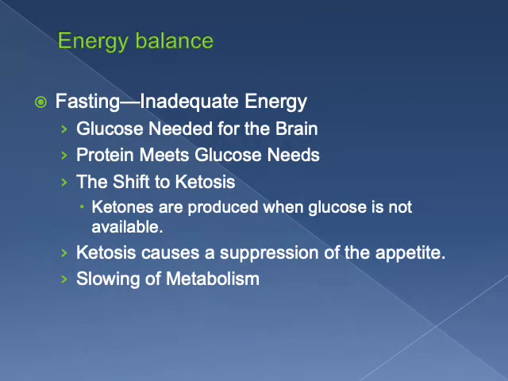So in fasting, you have inadequate energy or inadequate calories. And as mentioned, glucose is needed for the brain and the nervous system. So the first priority of the body is to provide that glucose. And if it's not available from the diet, if there's not enough carbohydrate or enough calories, protein is going to be converted to glucose to help meet those needs. It happens at a very rapid rate.